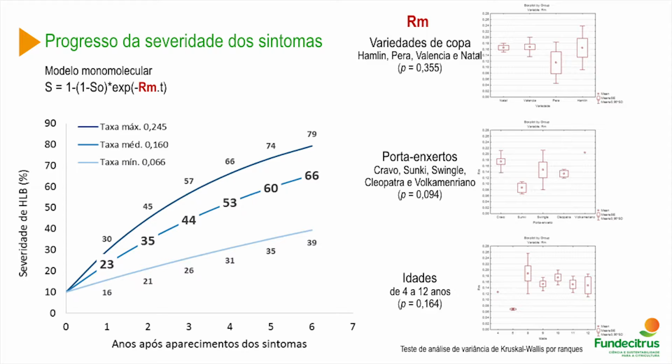So the increase in speed of the disease affecting the plant is really fast in adult plants, mature plants.